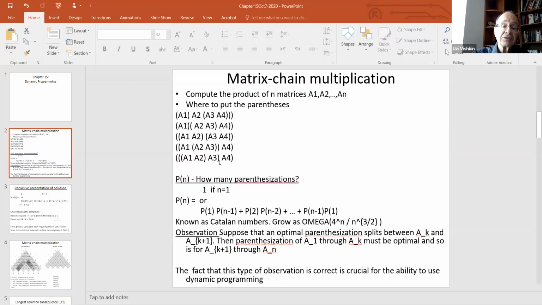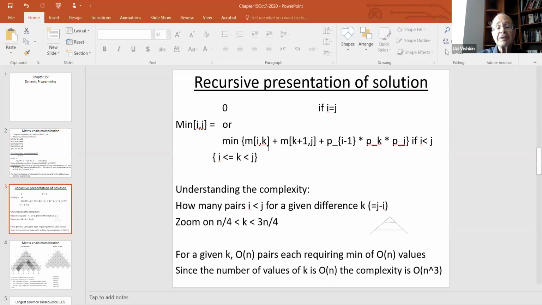So what I'm trying to tell you here is that these 5 options are all represented in this recursion. So how are they represented in this recursion? I can take the last multiplication as the pivot, and then ask about the other things. I defer them to these recursions.